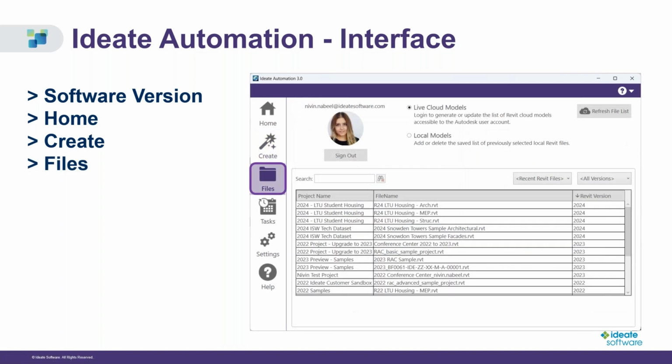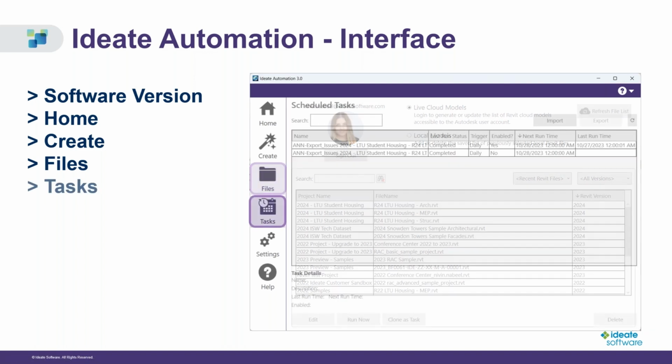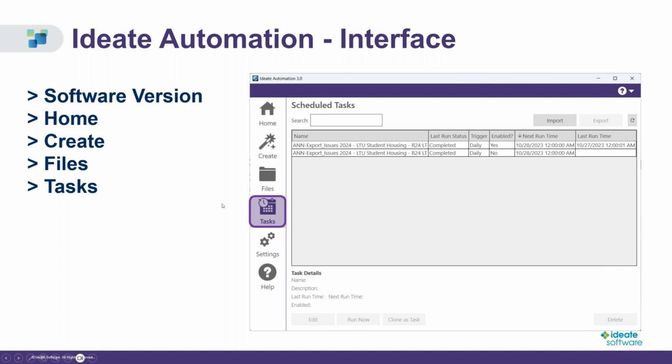Then we have files, so we support live cloud models and local models. This is a list of all the models that you have access to. You can go ahead and search for them, and you can sort them by, let's say, your version or whatever you want to easily access where models are. Then we have the task, which is basically your scheduler that is built in within our tools. It tells you when this task is going to run, when it was last run.